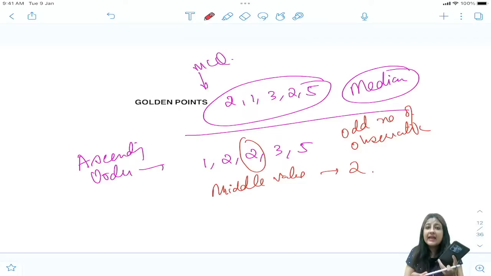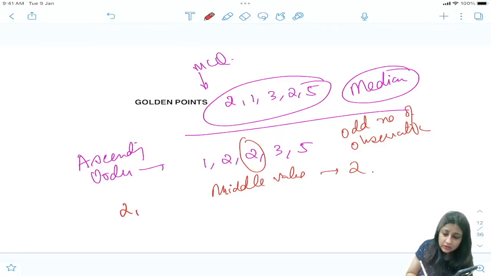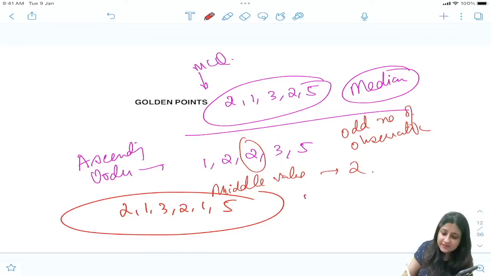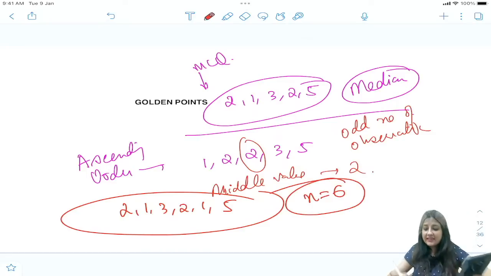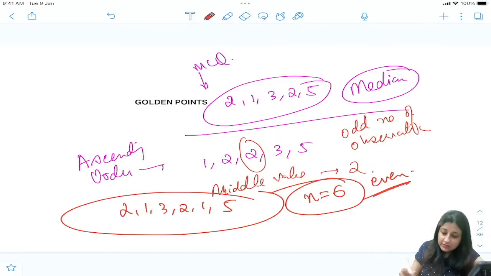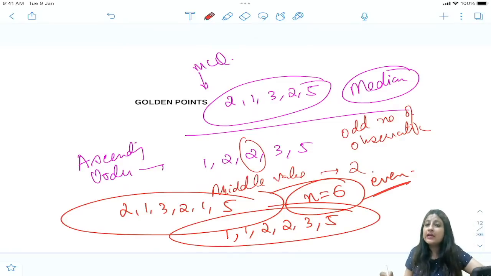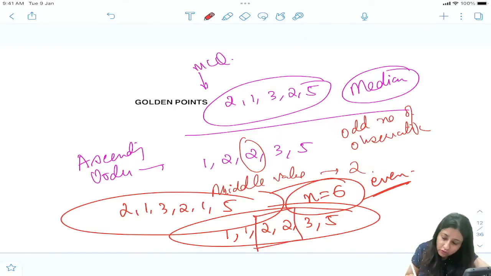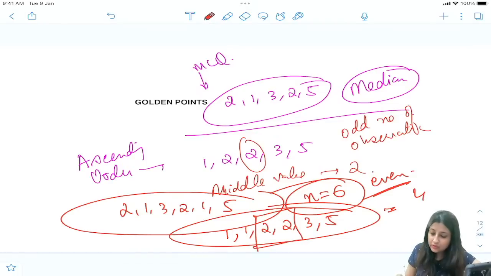Are you understanding? Now suppose I give you 2, 1, 3, 2, 1, 5. Now this is 1, 2, 3, 4, 5, 6. N is equal to 6. Even number. So in an even number of observations, how do you calculate the median? You arrange in ascending order again: 1, 1, 2, 2, 3 and 5. When I've arranged in ascending order, I have to take the average of the two middle values. So 2 plus 2 is 4, divided by 2. So again it will be 2.